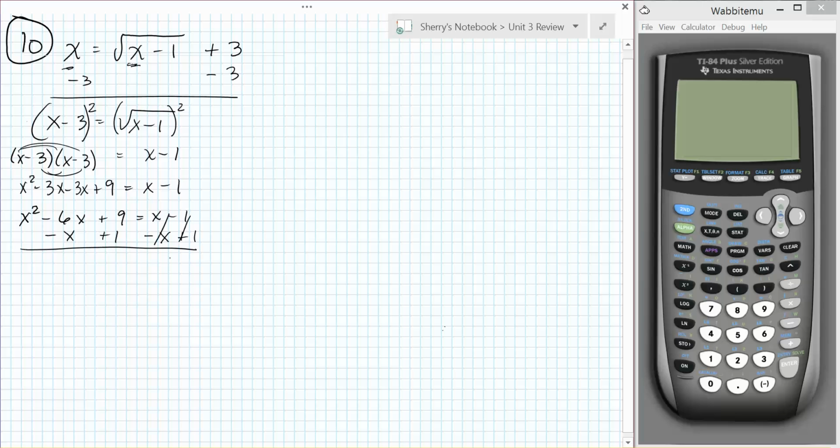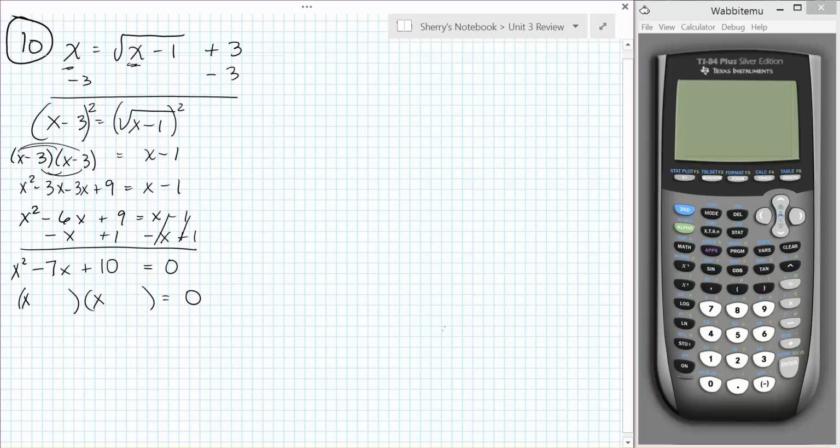On this side, that gets me the 0 that I would need in order to do the quadratic formula or factoring. On the other side, I had an x squared. The minus 6x and minus x will give me a minus 7x, and the plus 9 and plus 1 is going to give me a plus 10. At this point, generally what I'm going to do is spend just a couple of seconds here and see if I can find a factoring pair that works, and if I can, then I'll keep going, and if not, then I'll switch over and use the quadratic formula.